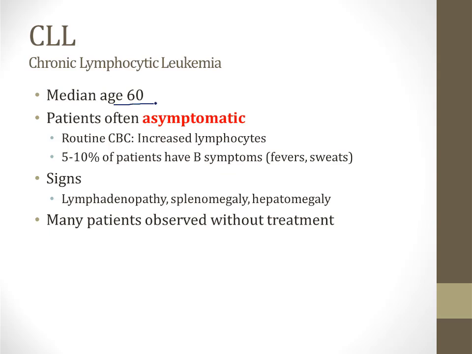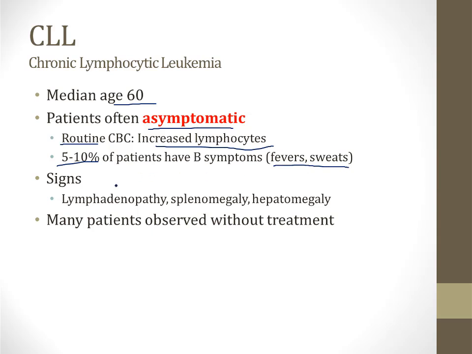The median age is about 60 years old, and most patients who have this leukemia are asymptomatic. It's usually picked up on routine blood work that shows an increased white blood cell count caused by increased numbers of lymphocytes. A small minority of patients, only about 5 to 10%, have B symptoms like fevers and sweats.